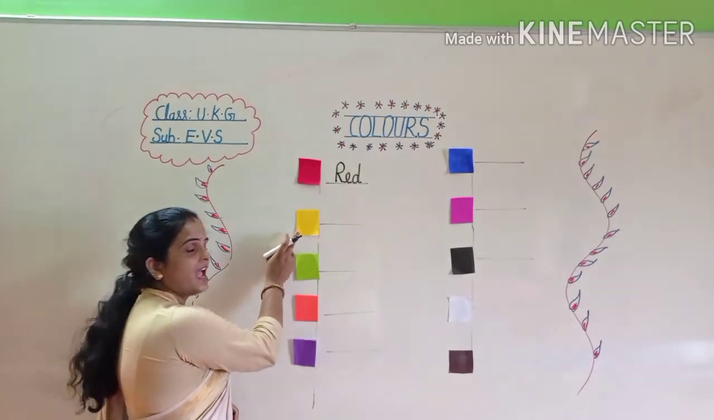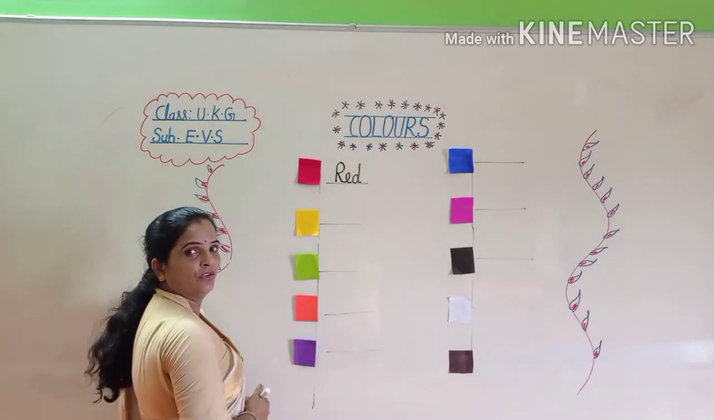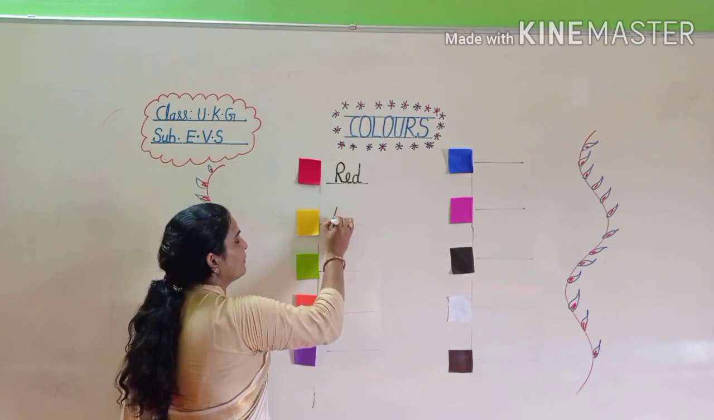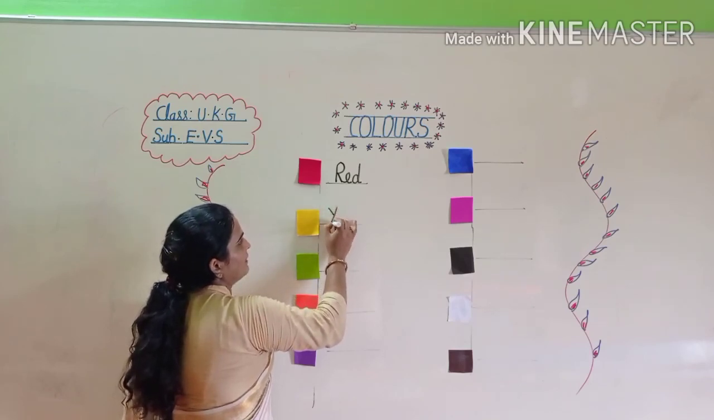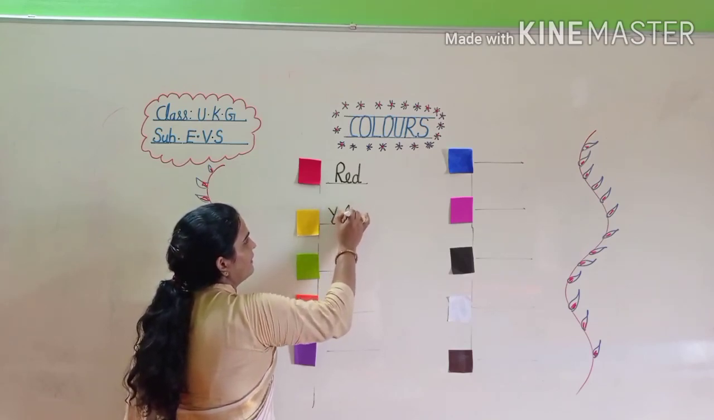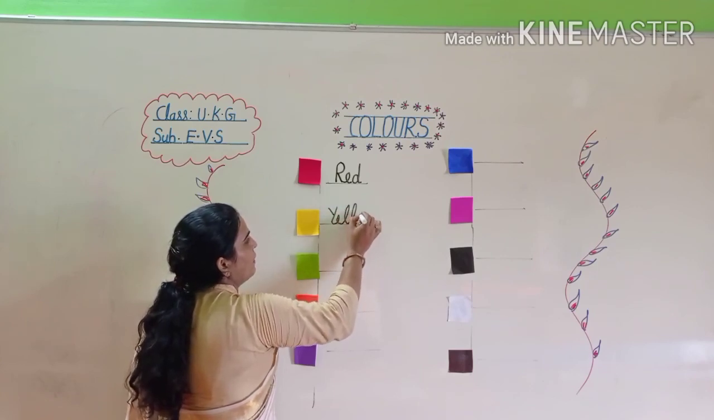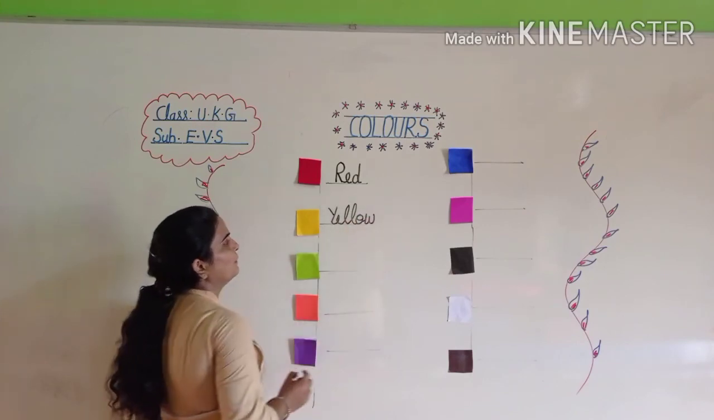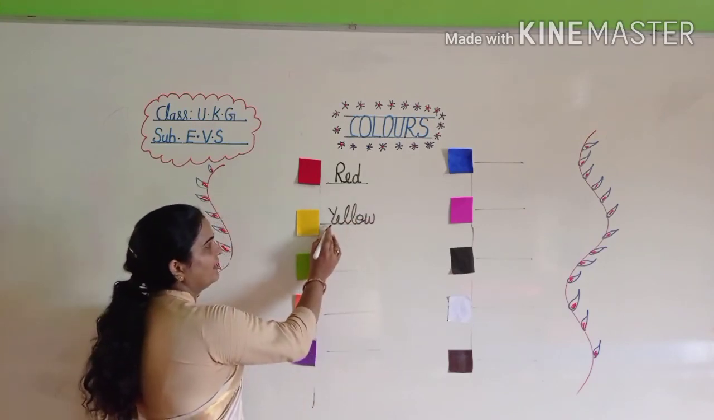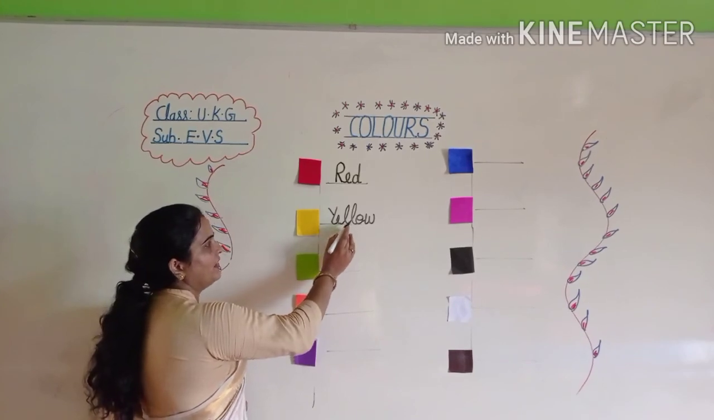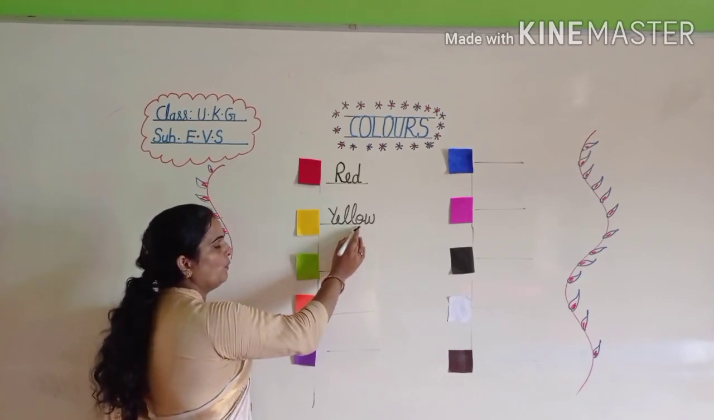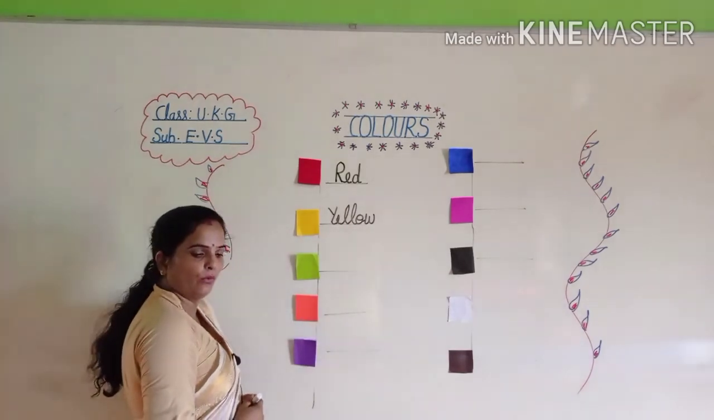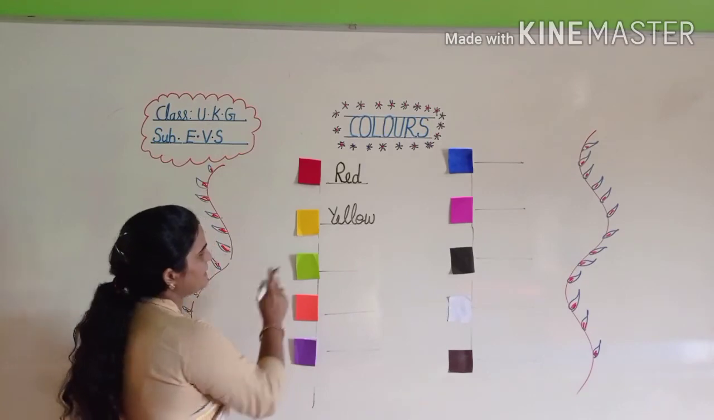This is yellow color. The spelling of yellow: Y, E, L, L, O, W. Y E L L O W. The spelling of yellow color. Which color is this?